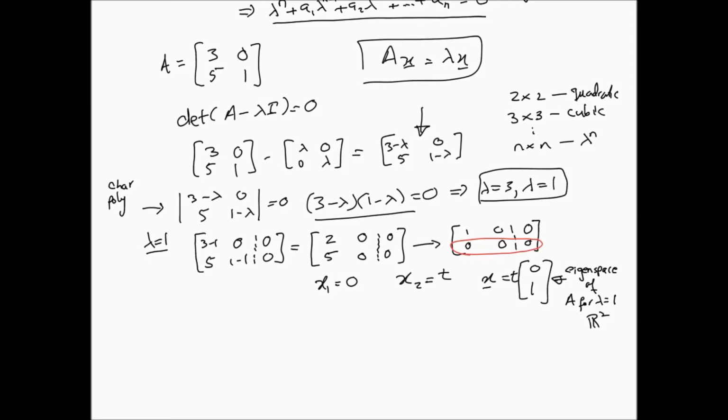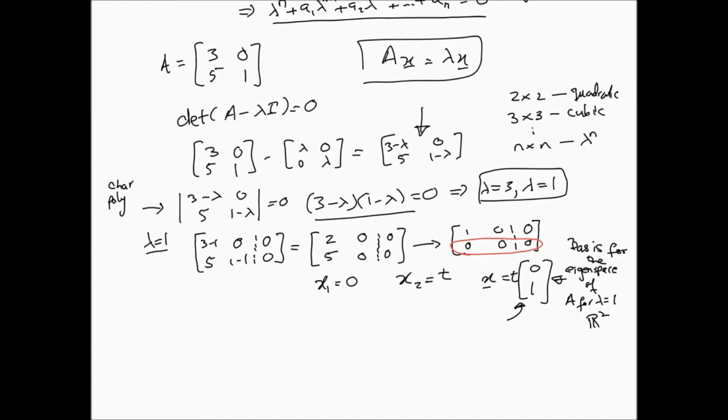Now what else do you notice here? Obviously this vector spans the entire eigenspace of A for lambda equals 1, and it's a lonely vector, which means it is linearly independent, which further means that this is a basis for the eigenspace of A for lambda equals 1.